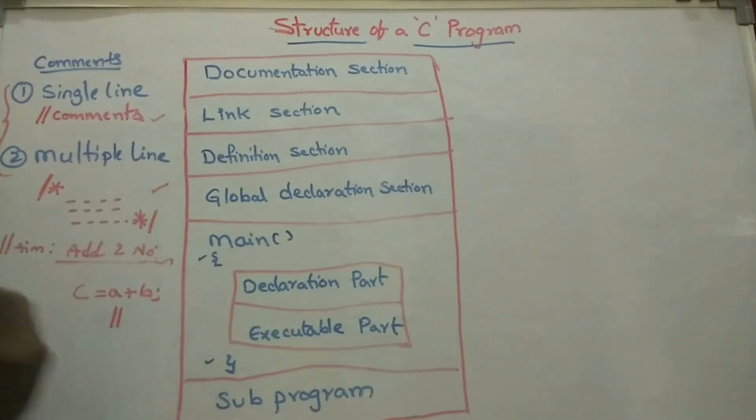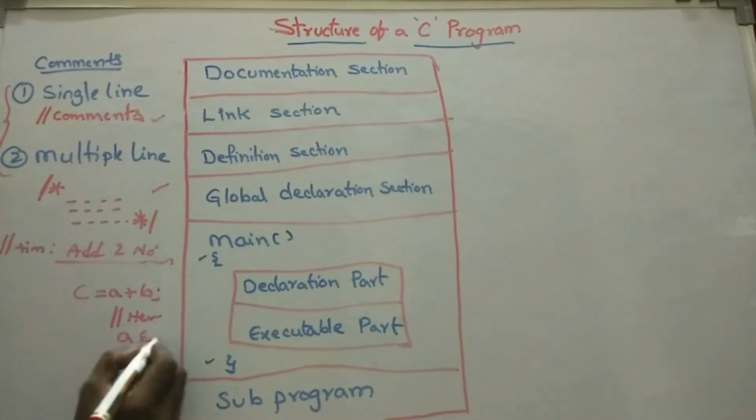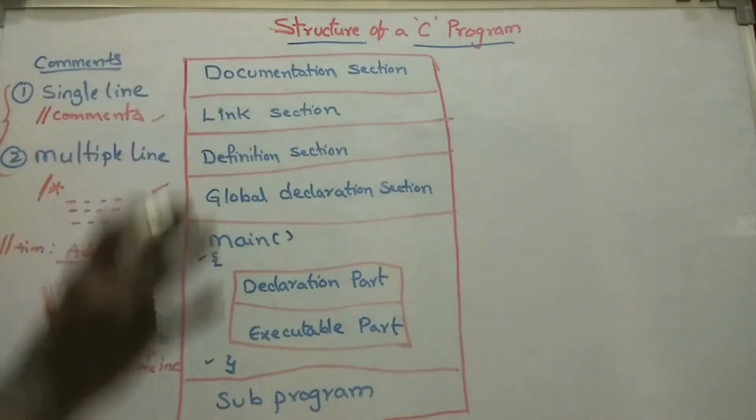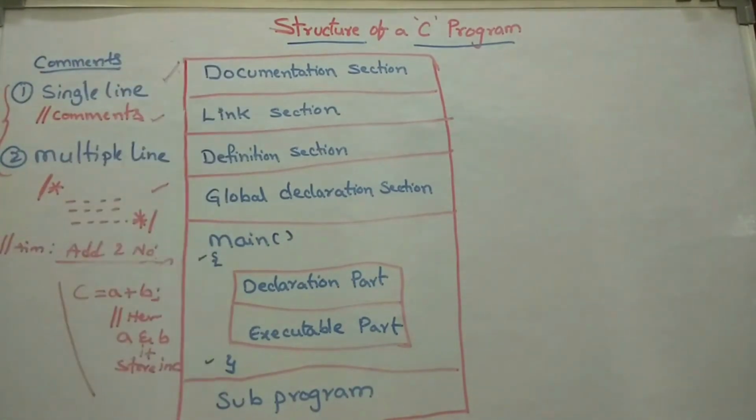I have written the comment with double slash: here I am adding A and B values and it will be stored. Where will it be stored? Stored in C. Like that I can write some comments at any place in your program. That is the need of the documentation section in your program.